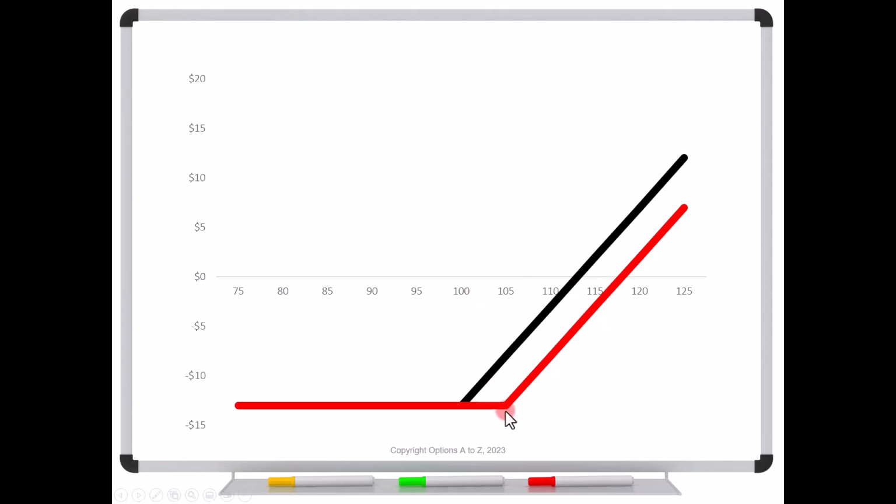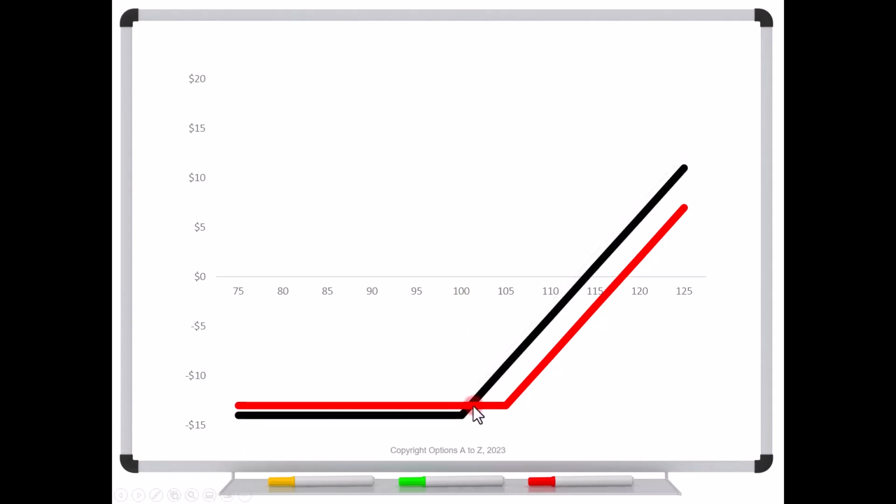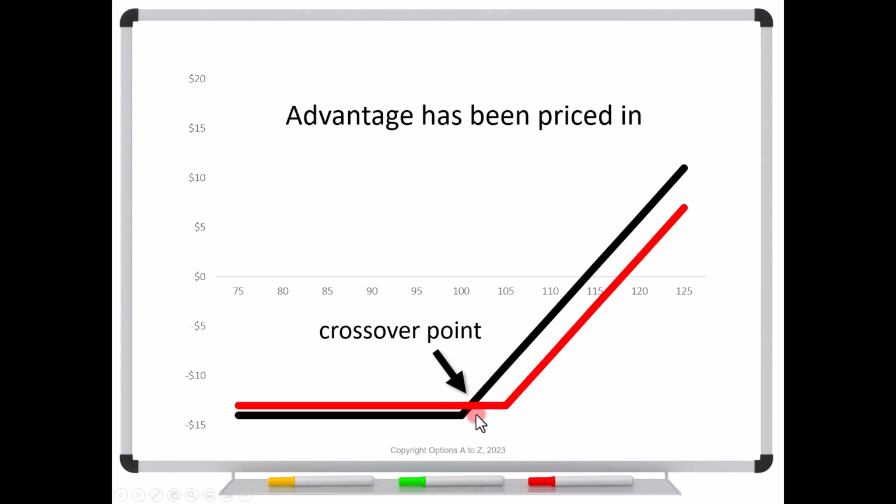You're not paying less than the 105, but there's still some added benefits for which there's not an additional price. So traders will say, okay, let me still reach for the $100 call. They push the price up even more, and what happens? Eventually we have to cross. And there's our crossover point. So the thing to understand, what the crossover point shows, is that the advantage has been priced in.